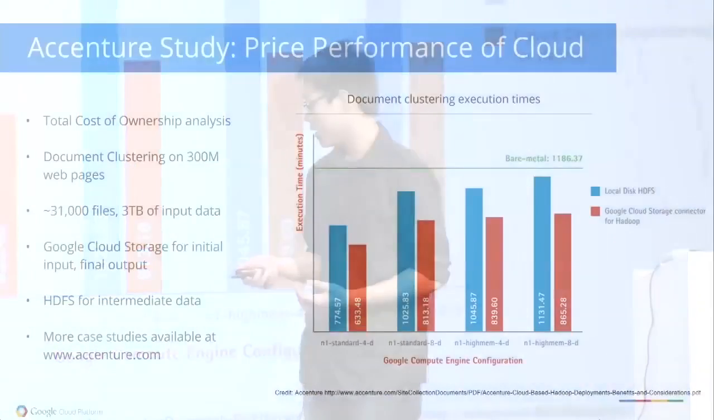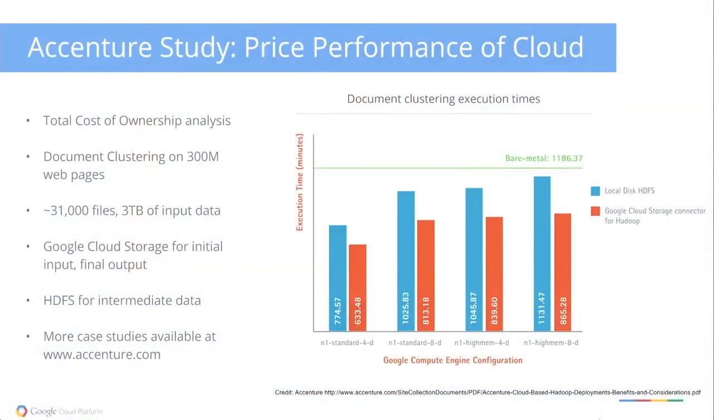Now, that said, earlier this year, the technology consulting company Accenture actually released a study of the performance characteristics and total cost of ownership trade-off between on-premise deployments of Hadoop as compared to Hadoop on Google Cloud. And I'd encourage anybody interested to read the whole paper. It's quite in-depth with a lot of different dimensions of analysis.